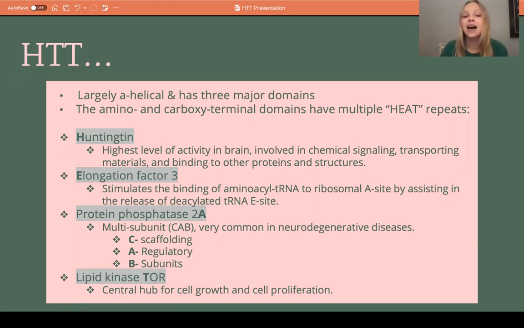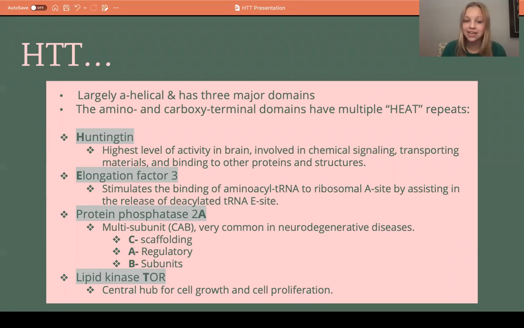Huntington has the highest level of activity in the brain, involved in chemical signaling, transporting materials, and binding to other proteins and structures. Elongation factor 3 stimulates the binding of amino acyl tRNA to the ribosomal A site by assisting in the release of deacylated tRNA from the E site. So that's the exit site.